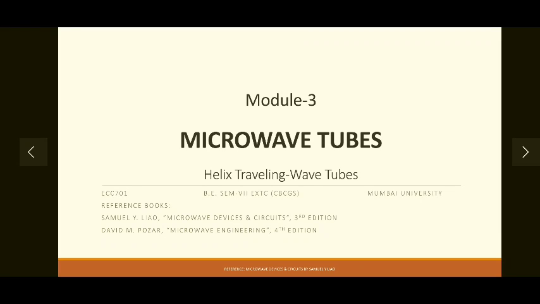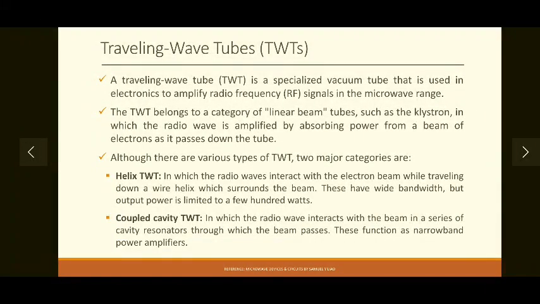Hello everyone. Until now we have seen linear beam type tubes. One of the linear beam type tubes that we have seen is the klystron tube. Now we are going to see another type of linear beam type tube, that is an O-type tube, known as helix traveling wave tubes, that is TWTs. There are several traveling wave tubes. We are going to see only the helix one.